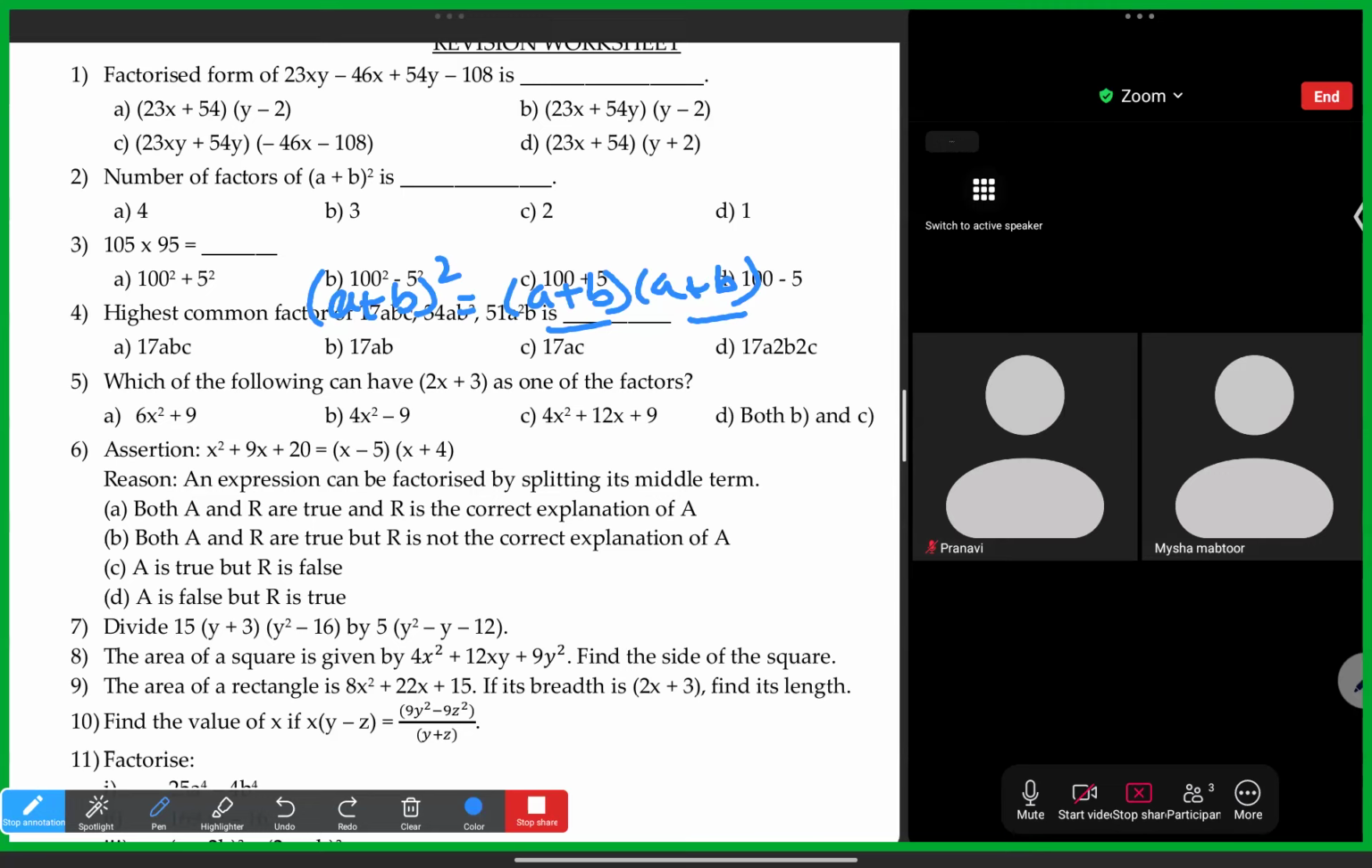Pranavi and Maisha? Yes, sir. So A plus B and A plus B. We can write A plus B whole square as A plus B into A plus B. So the answer is 2. These are the two factors.